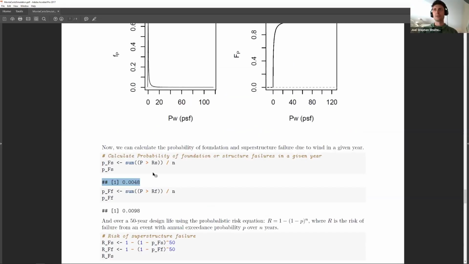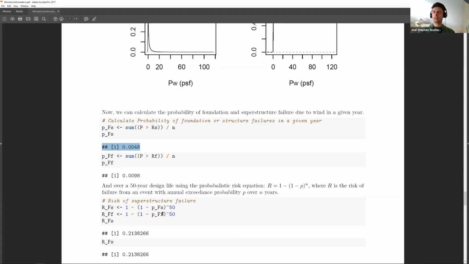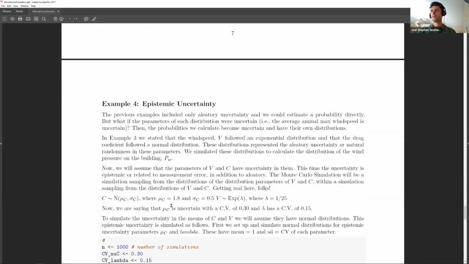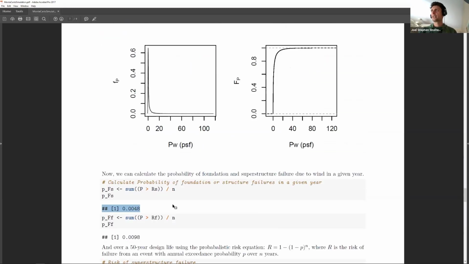So very, very similar to what you guys did in lab 4. You calculated an annual probability, and then you plug that into the risk equation to calculate the lifetime probability. Any other questions on this before I move further into the rabbit hole?